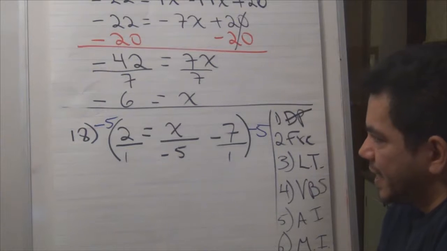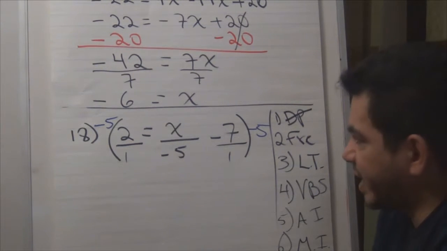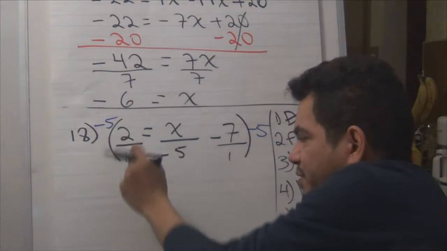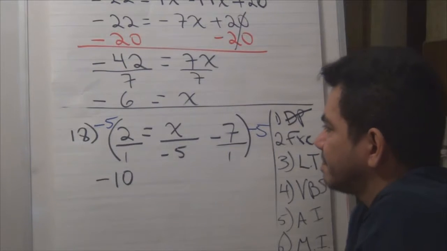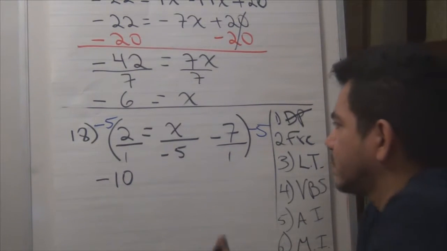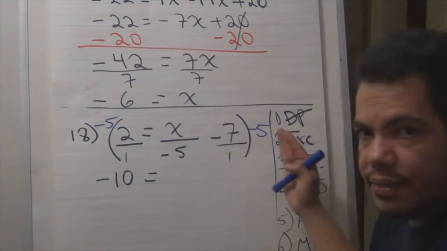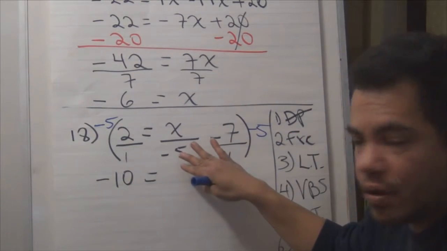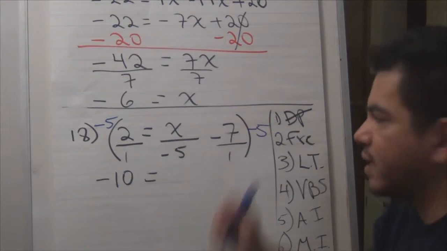Okay? So now let's see what happens when I multiply the whole thing by the common denominator. -5 times 2 is -10, right? Over 1, of course. Equals. Remember, we're multiplying sides, not just terms. So if I'm multiplying this side by -5, the whole thing gets multiplied.